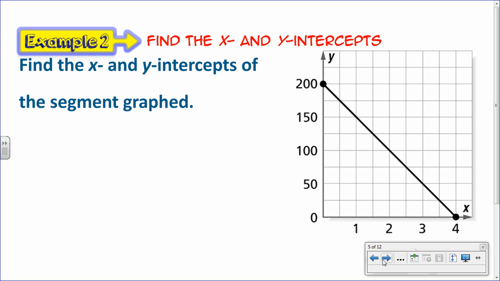Okay, write this down. Example 2. Find the x and the y intercepts. This is really, really easy, but it's missed a lot. Tommy, are you with us? You don't look like you're with us. Write this down. That'll help keep you awake. Find the x and y intercepts of the segmented graph.